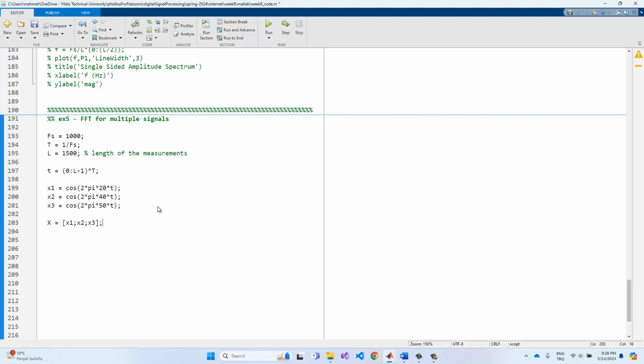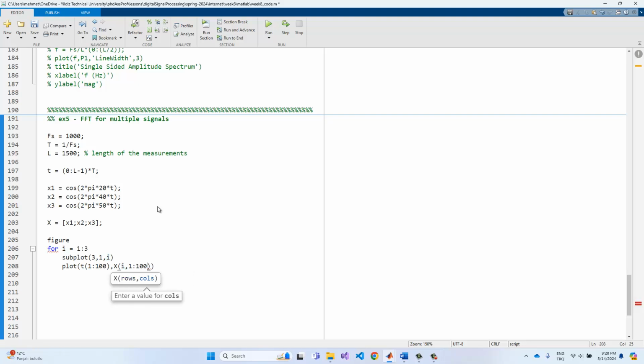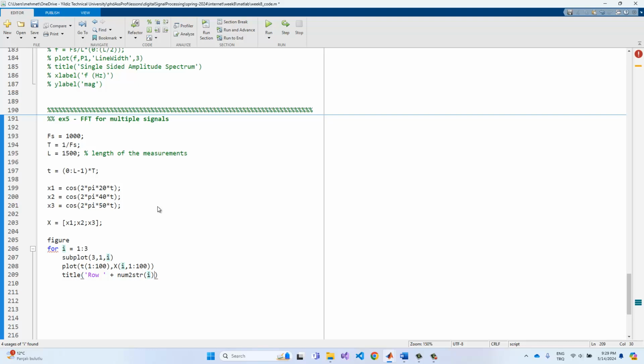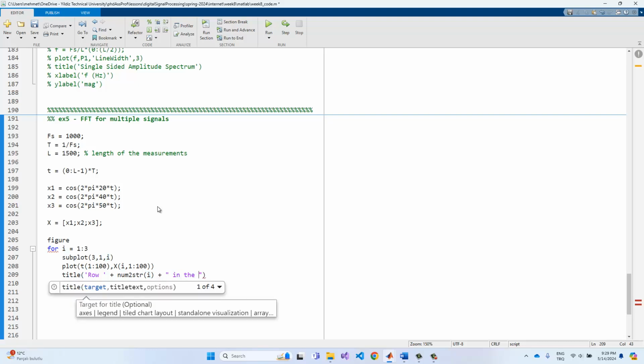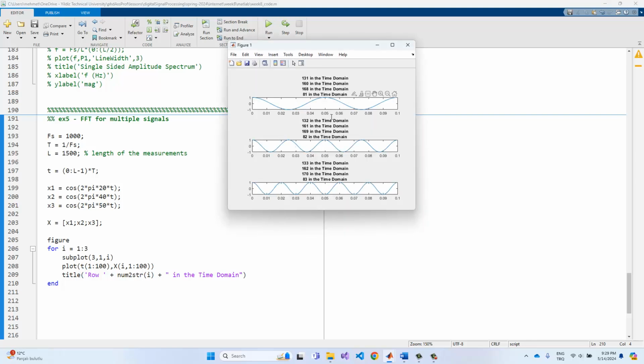This is the raw representation of the column values of this signal. And so the figure can be built with the plot, I is equal to 1 to 3, and subplot can be given in here 3 1 I, and plot t 1 to 100, x I 1 to 100. So these are the basic representation of the signal, and the row plus num2str I in the time domain. So the end can be given in here. And if I rerun this code, then we will have these nominations in here, just like this one. The title is given in here, the subplot I is assigned with these values.